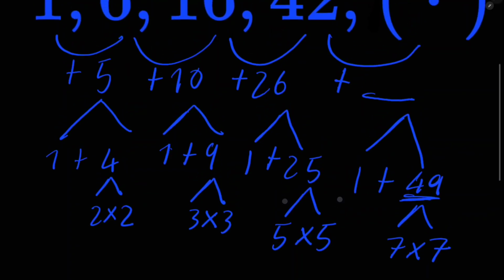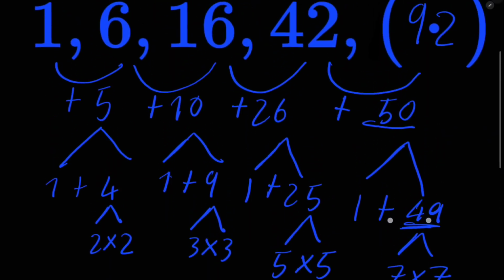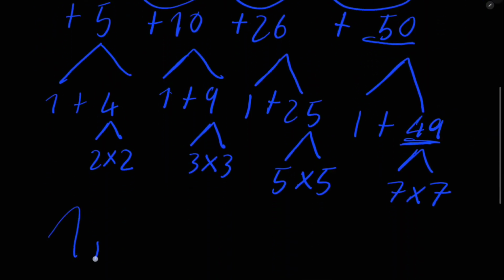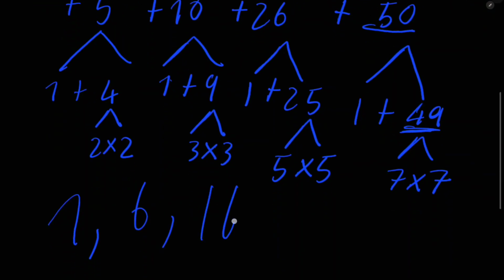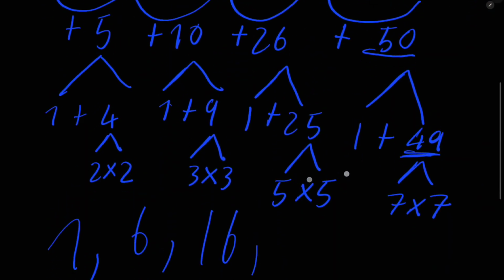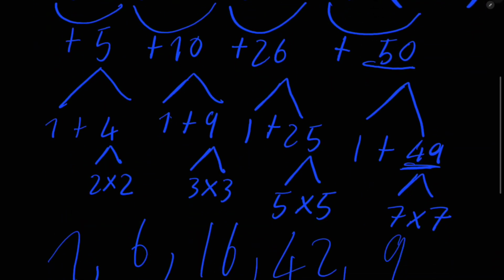And what do you see from here? You see that 49 plus 1 is going to give us 50. And from here, we see now that 50 plus 42 is going to give us 92. And from there, we have our pattern. So basically, our pattern here is just 1, 6, 16, 42, and 92.